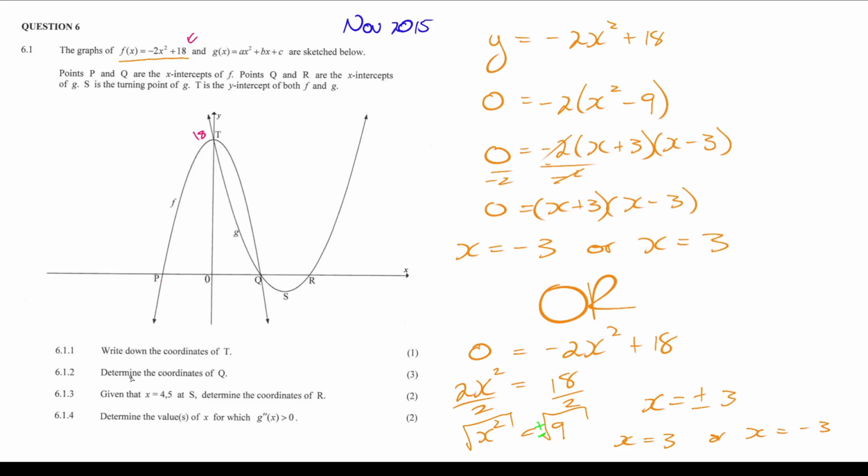But we want to answer the actual question, which is to determine the coordinates of Q. That would be our negative 3 over there, so this one has got to be the positive one over there. So Q's coordinates are 3 and 0. Boosh.